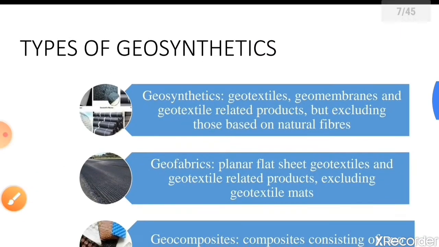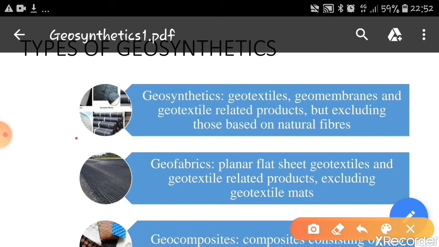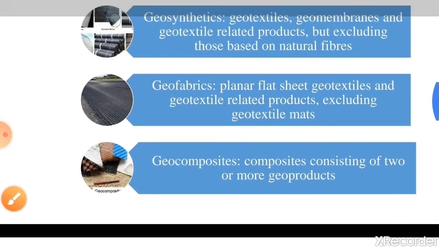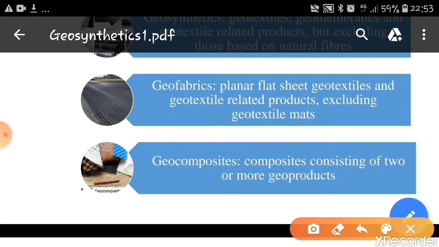Then we have geosynthetics. So these are geotextiles, geomembranes, and geotextile related products, but excluding those based on natural fibers. We have geofabrics, that is planar flat sheet geotextiles and geotextile related products, excluding geotextile mats. Then we have geocomposites, that is composites consisting of two or more different products. So these are the different general types of geosynthetics available in the market, and based on their applications we can involve them in various constructional applications.